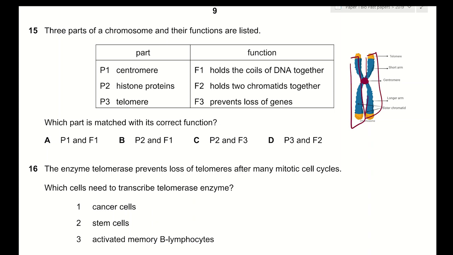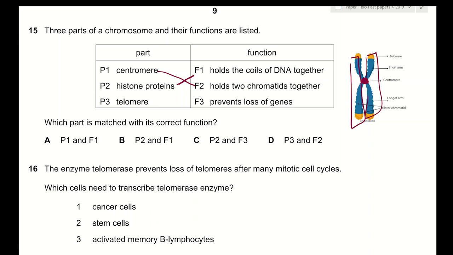Therefore, P1 should match with F2. Now, for P2, histone proteins. The DNA coils or wraps around those histone proteins. The reason for this is that the length of a DNA molecule is almost 2 meters, and it must be condensed into that 10 micrometer nucleus. Therefore, they're wrapped around histone proteins for this case. Therefore, it should be matched with F1.